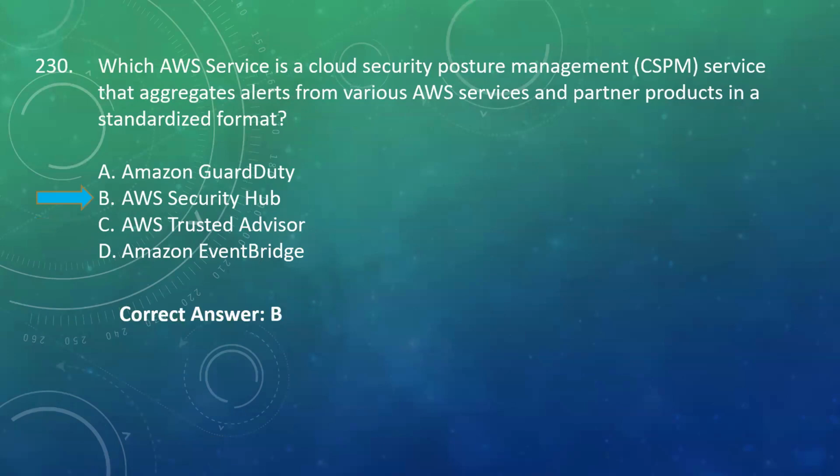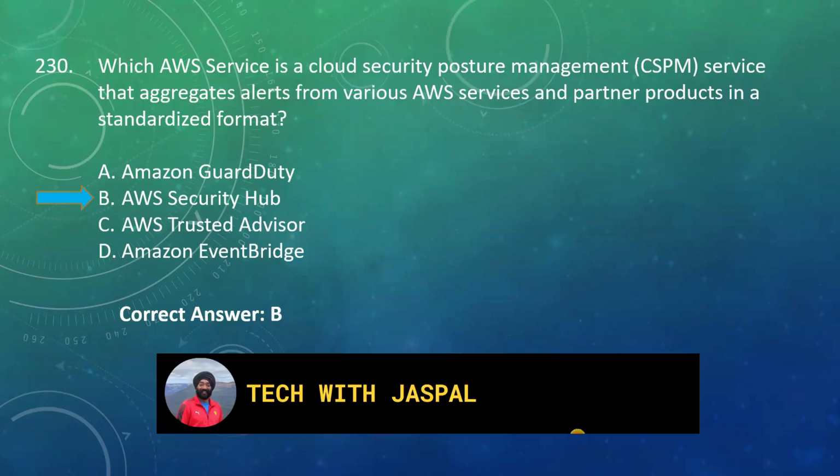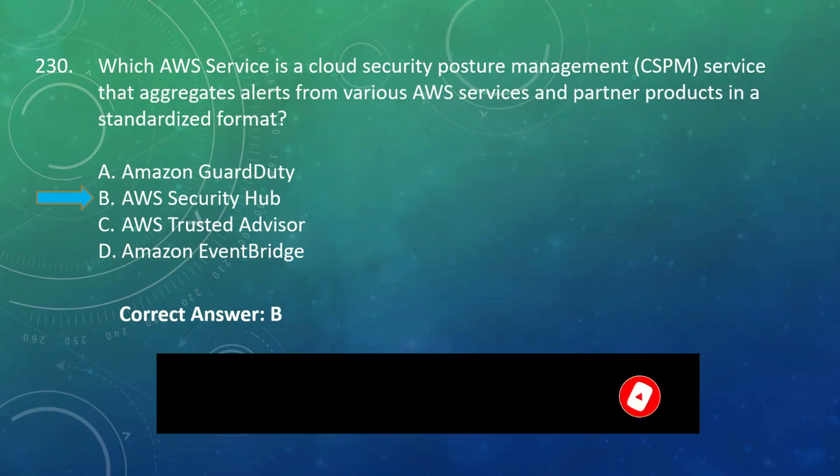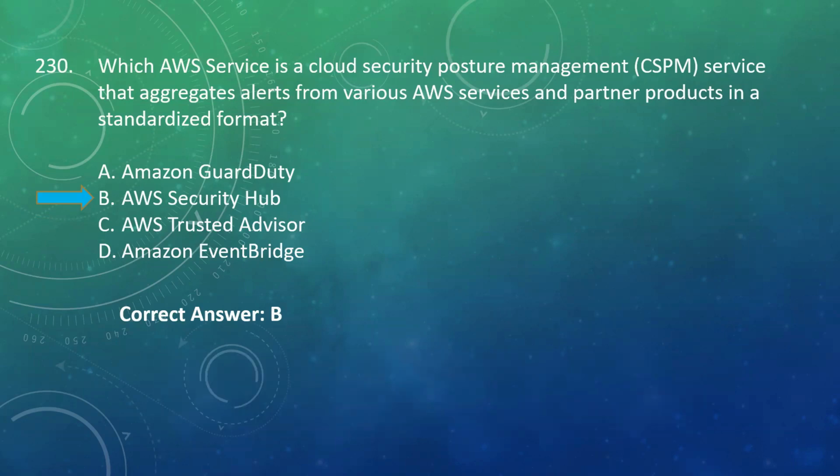AWS Security Hub is a service that provides a comprehensive view of your security posture across your AWS accounts. It aggregates, organizes, and prioritizes security findings from various AWS services as well as from AWS partner solutions. It presents these findings in a standardized format, making it easier to analyze and act upon security alerts.